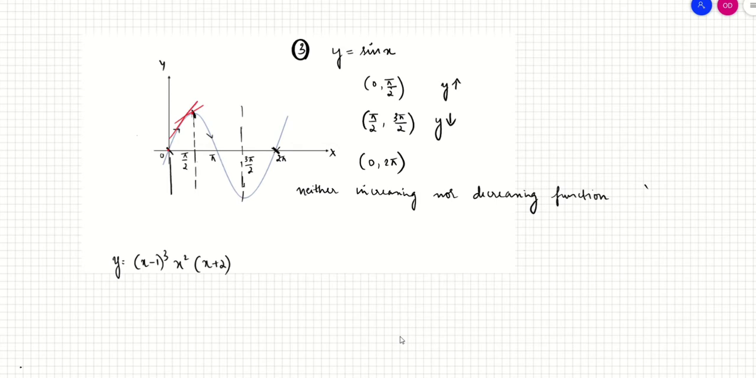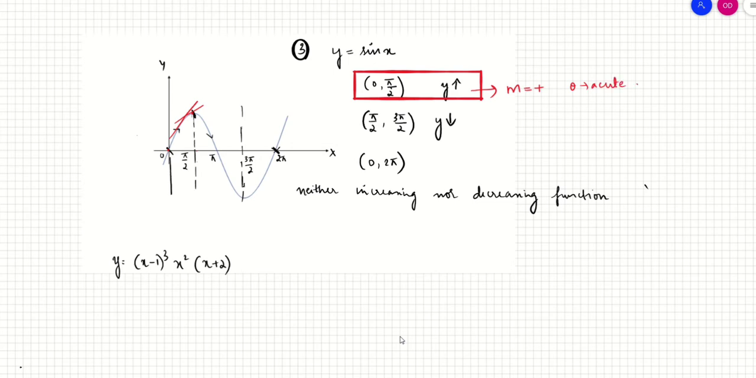We see that the angle of inclination is always acute. Angle of inclination is acute, so the slope is always positive. And we observe that from 0 to pi by 2, our function was increasing. So we also observed that slope m is positive because the angle of inclination theta is acute.